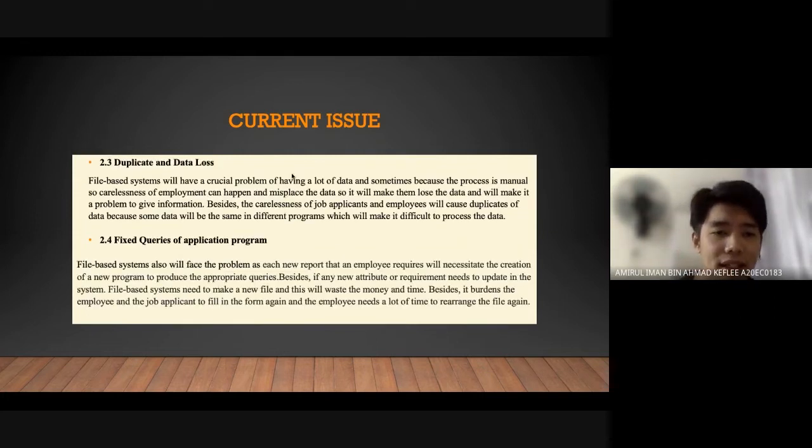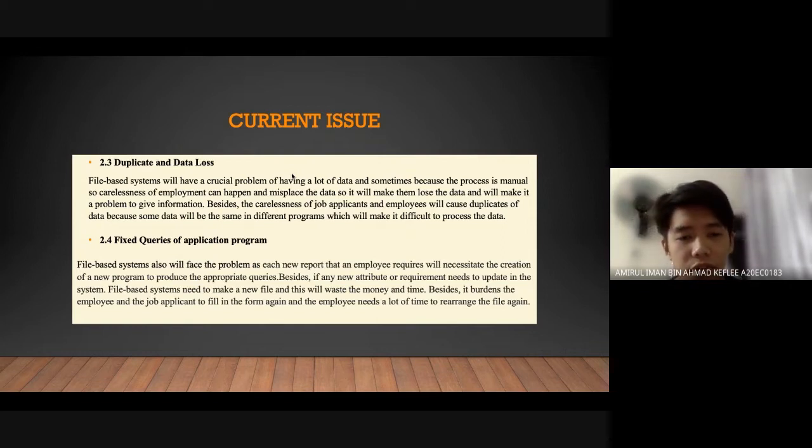Next, duplicate data. The file-based system has a crucial problem of having a lot of data, and sometimes because the process is manual, carelessness can happen and data can be misplaced. So they lose the data and it becomes a problem to give information. Besides, the carelessness of job applicants and employees will cause duplicate data, because some data will be saved in different programs, which makes it difficult to process data.